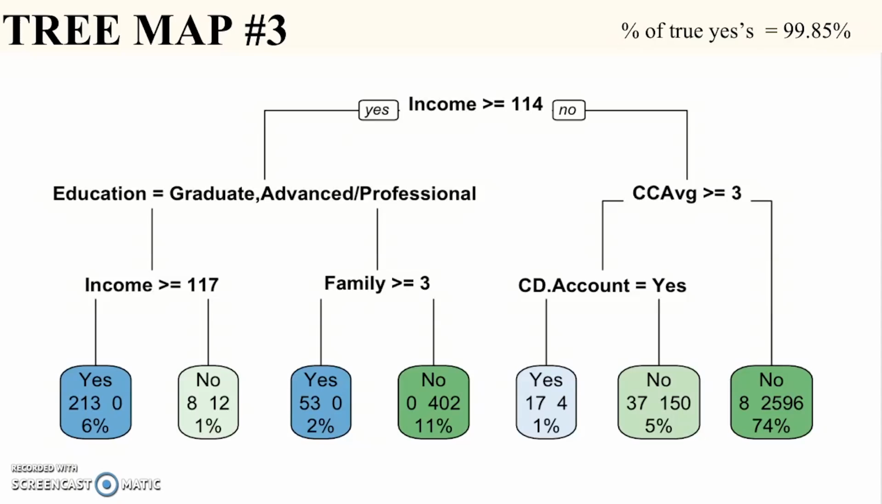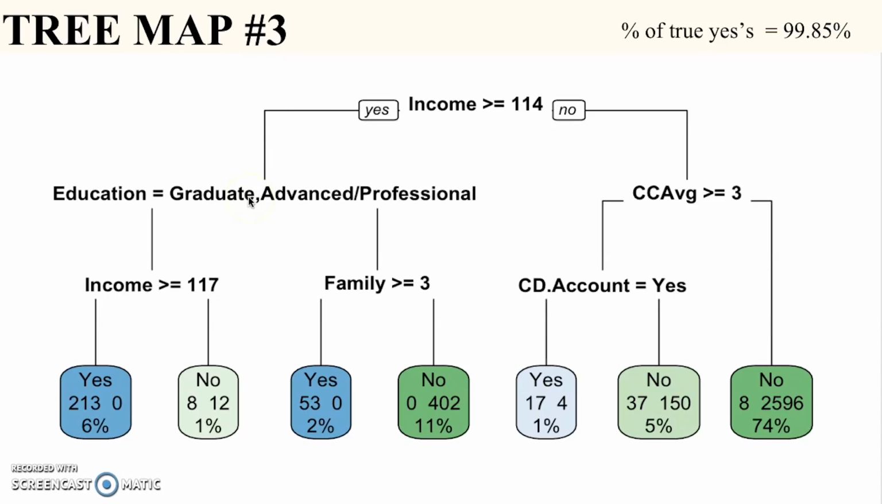So here we have our third tree map. The very top node says, is income greater than or equal to 114,000? Let's say in this example we say yes. So this tree map is a little bit simpler. There's only 3 splits, so it makes it a little easier to read, a little faster to understand and get through. Yes, income greater than or equal to 114,000.